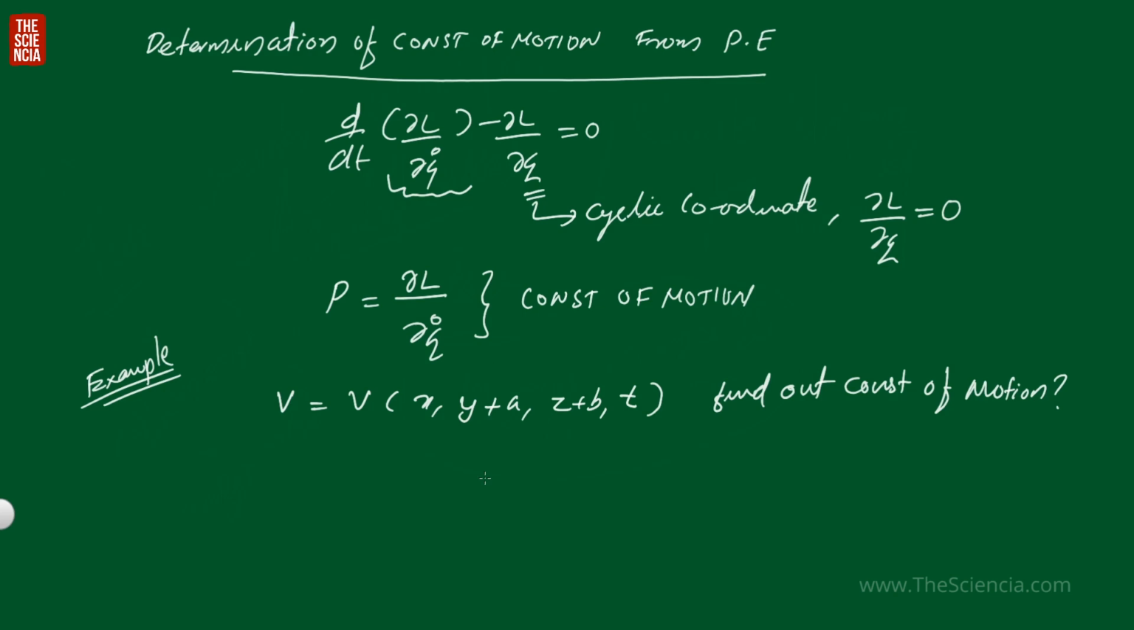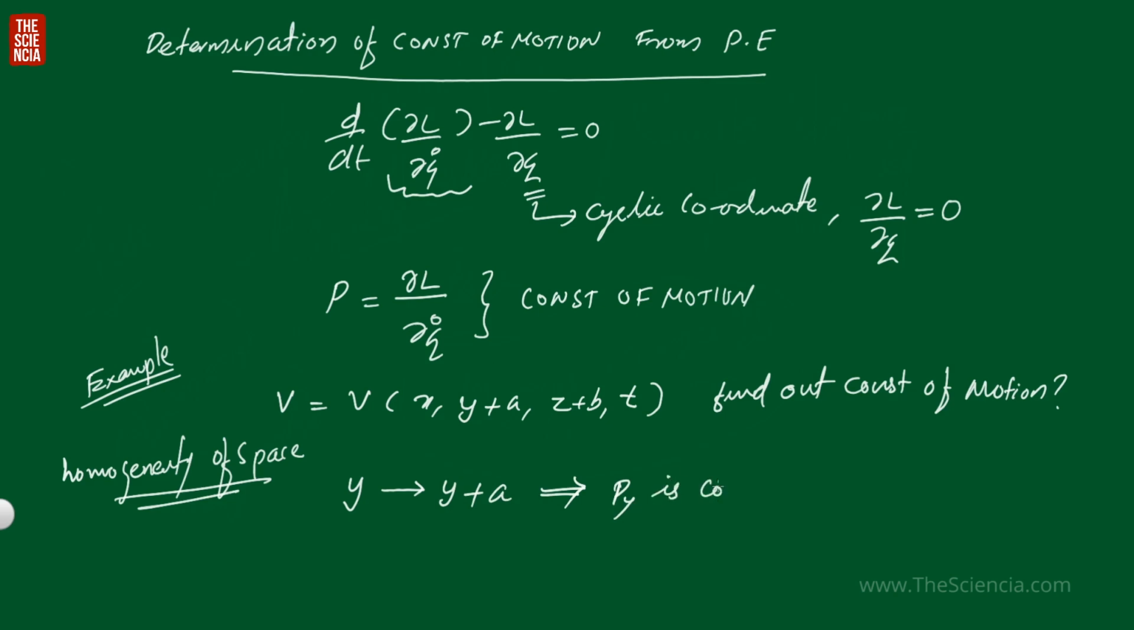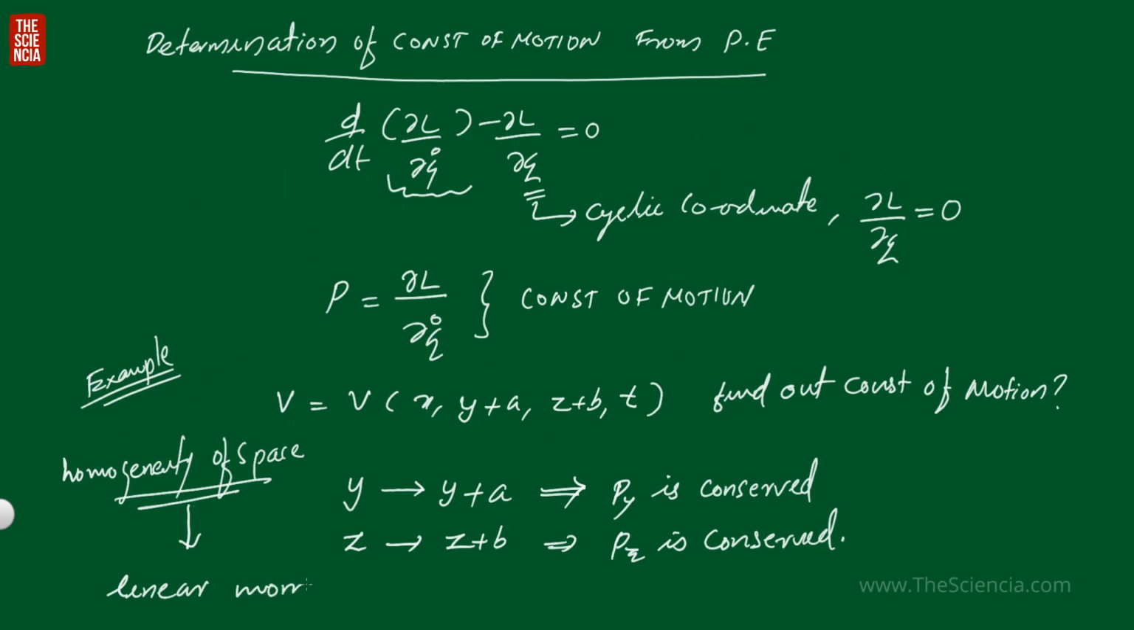In the earlier class I told you about one concept, that is homogeneity of space. What is it? If we take the y coordinate and translate it to some other position, that is y plus a, then the momentum corresponding to the y coordinate, that is py, is conserved. And if z is translated by z plus b, then the corresponding momentum, pz, is conserved. This is a direct consequence of homogeneity of space, that is, linear momentum is conserved. We already discussed this idea, right?